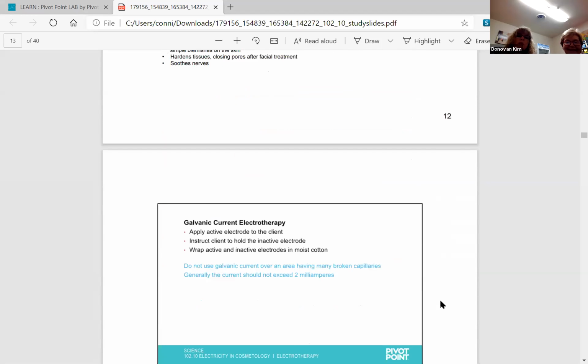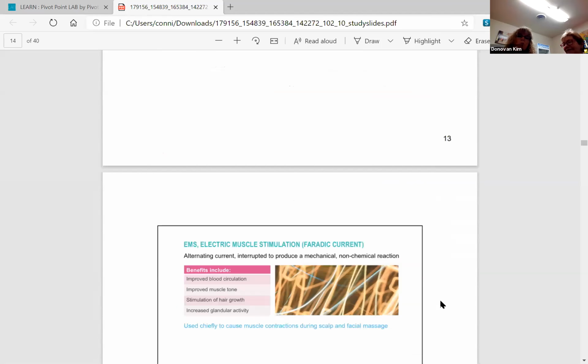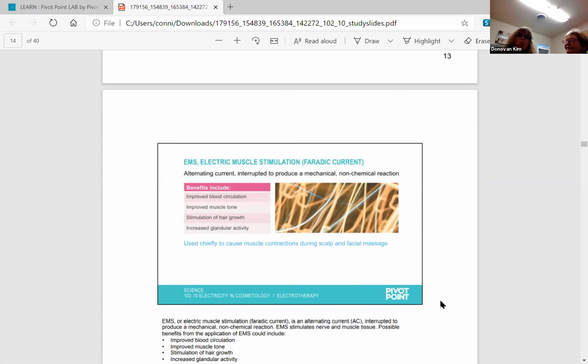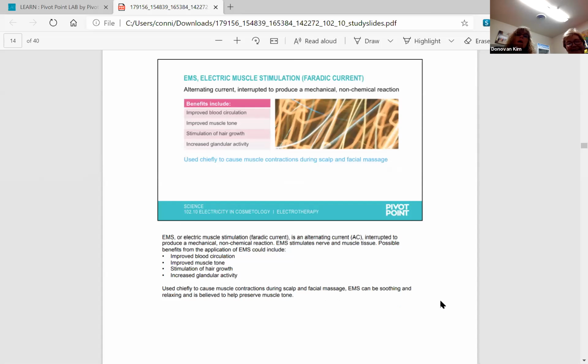Electro muscle stimulator. Okay. Because in my department, it's the little electrodes you put on your tummy to make it feel like you've done 100 sit-ups while you're watching TV. Yeah, so this is sporadic current. We don't use this in our state, like I said earlier. It's known as EMS. It's an electric muscle stimulator.